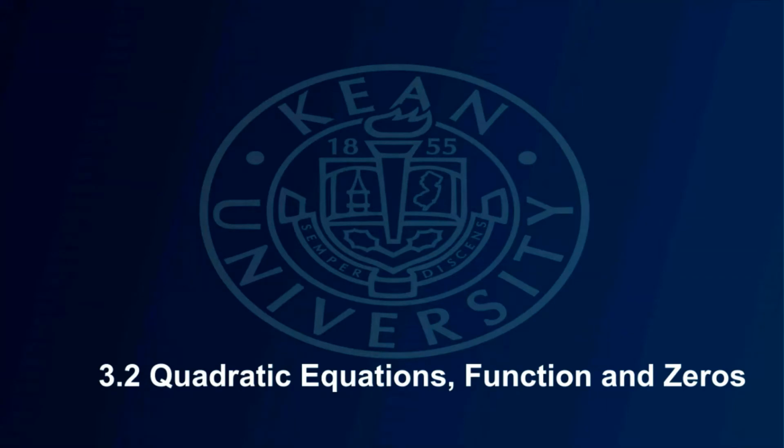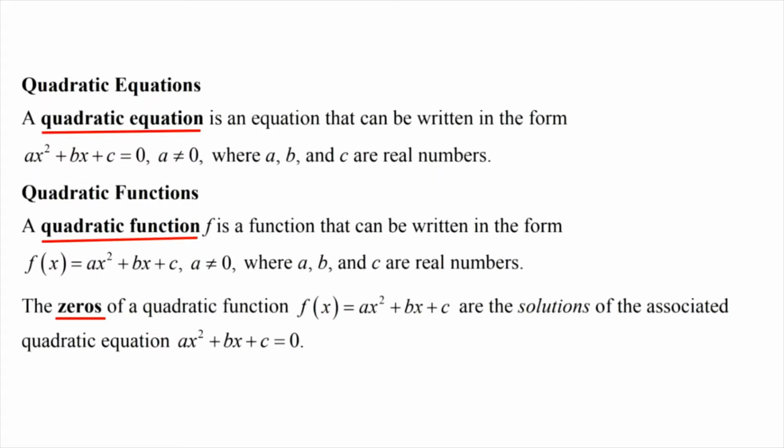Today we are looking at 3.2 quadratic equations, functions, and zeros. A quadratic equation is an equation that can be written in the form ax squared plus bx plus c is equal to 0. And this is your standard form. It's written in standard form.